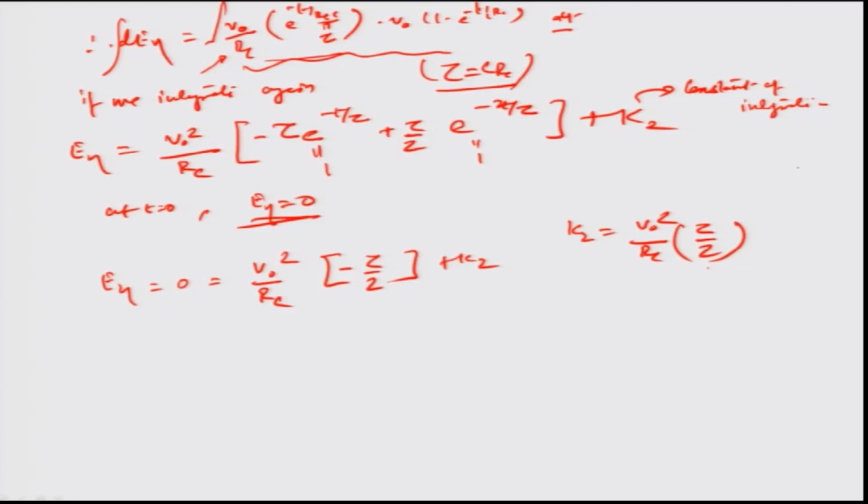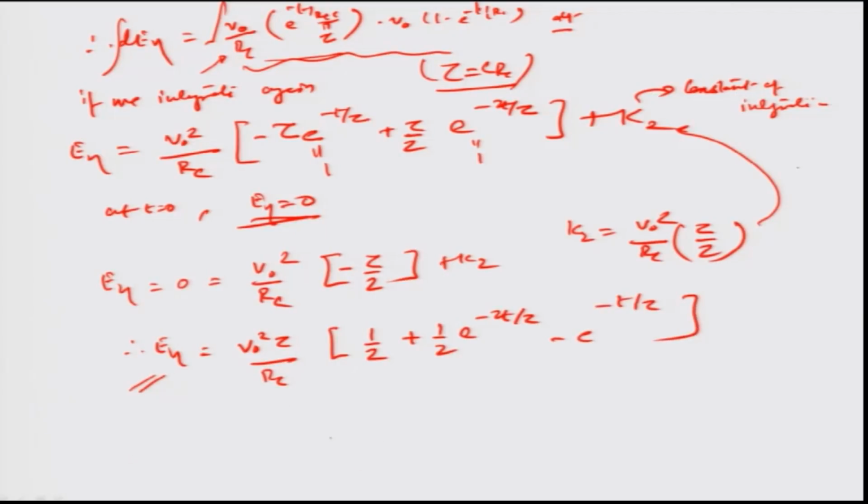So, if we substitute this value back into this expression right here, we obtain a value of En, which is equal to V0 square by RC times tau times (1 by 2 plus 1 by 2 e to the power of minus twice t by tau minus e to the power of minus t by tau). So, this is finally the kind of energy that is dumped into the IEG zone, or inter-electrode gap zone, for doing the machining.